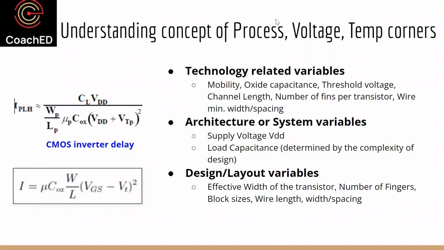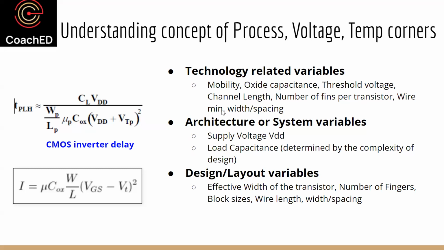So what are the process parameters? When I say process parameters, they are something which is controlled by technology. What are those? As we saw a couple of days back when I was talking about delays and currents: mobility, mu, oxide capacitance, threshold voltage, channel length, number of fins if it's a FinFET, wire width and spacing. All of these are technology parameters. These are printed by the foundry on the chip.